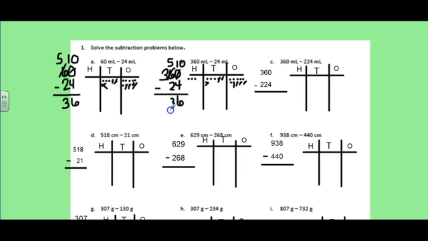And then our hundreds place, we have 3 hundreds, but we don't have to take anything away from that. So we're still left with 3 hundreds. So our answer is 336.